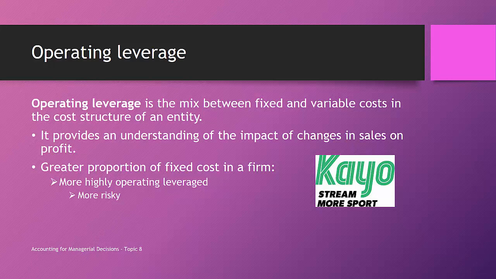If you've got a greater proportion of fixed costs in your firm or in your entity, you have a greater operating leverage, and this is more risky. And the reason why it's more risky is that fluctuations in sales lead to higher fluctuations in profits.